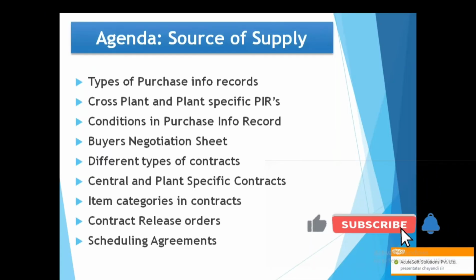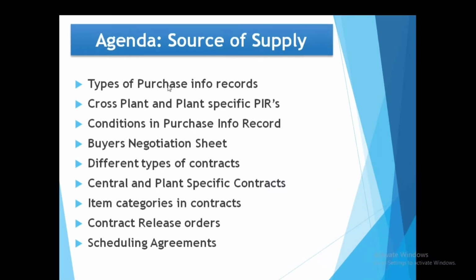The topics that we are going to cover there: we will see what the different types of purchase info records are. We will see what is gross plant and plant specific purchase info records, how the conditions are maintained in the purchase info records. We will see what is buyer's negotiation sheet. Then we will see different types of contracts.